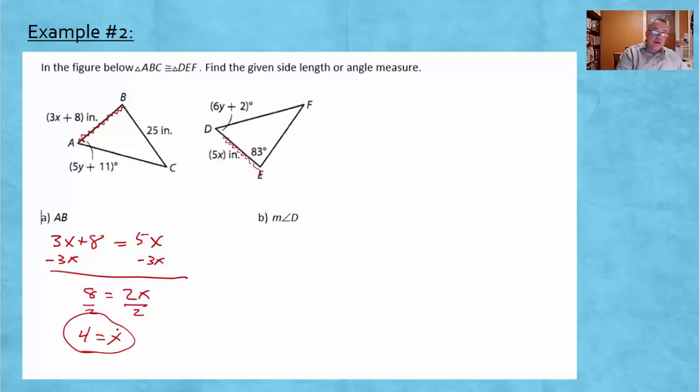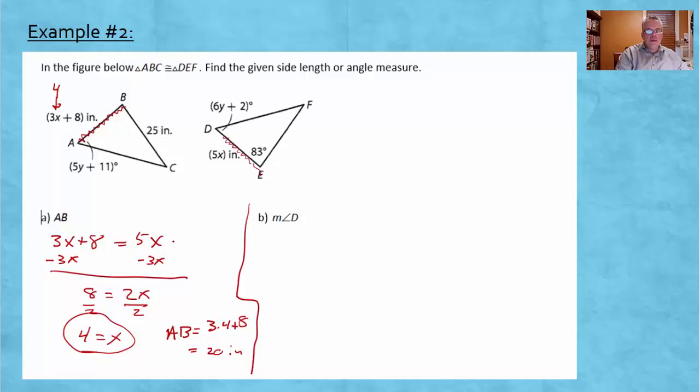Because it didn't ask what x was, so we have to answer what they wanted. They asked what AB is, so we have to go back and plug 4 in for x into this. So we get AB equals 3 times 4 plus 8, which would be 20. And the units are inches, so we'll say 20 inches.